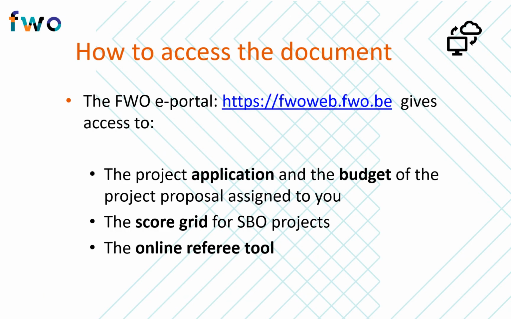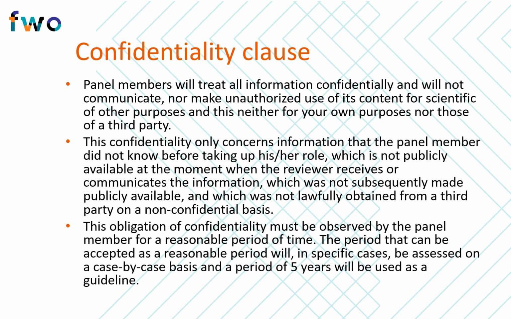Via the FWO e-portal, you have access to the project application and the budget of the project proposal assigned to you. You will also find the score grid for SBO projects there. Finally, it also contains the online referee tool, where you are asked to rate the different criteria and provide your underlying motivation, arguments, and evidence in order to assign a particular score. By accessing these web pages, you declare that you will treat all information enclosed confidentially and that you will not communicate, nor make unauthorized use of its content for scientific or other purposes, neither for your own objectives nor for those of a third party.